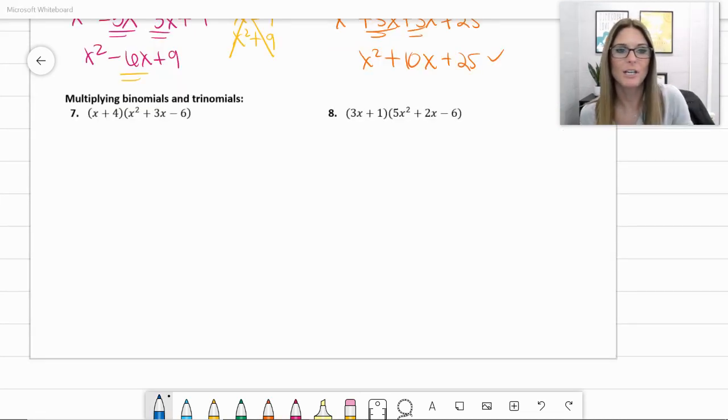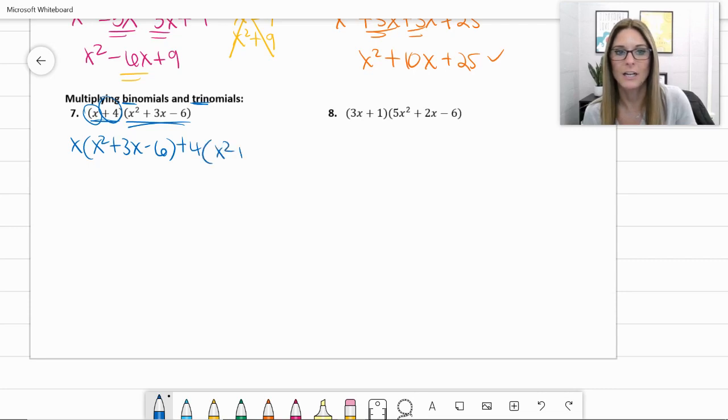For our last section, we're going to multiply binomials and trinomials together. So for number 7, our binomial is x plus 4. We're going to multiply that with the trinomial x squared plus 3x minus 6. We're going to use the same process that we did above. I'm going to take the x and multiply it across the entire trinomial, x squared plus 3x minus 6. And then I'm going to take the 4 and also multiply it across the entire trinomial.